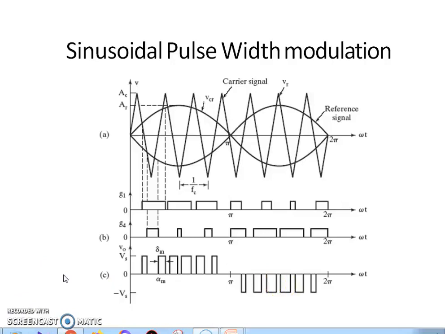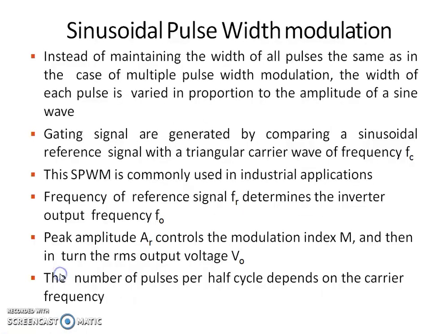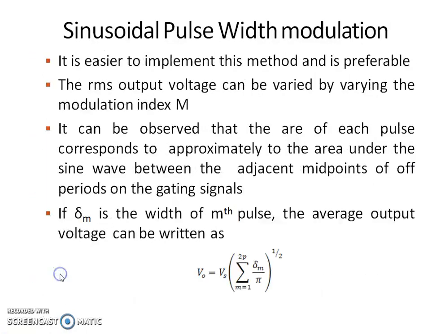The number of pulses per half cycle depends on the carrier frequency. The RMS output voltage can be varied by varying the modulation index M. It can be observed that the area of each pulse corresponds approximately to the area under the sine wave between the adjacent midpoints of periods on the gating signal.